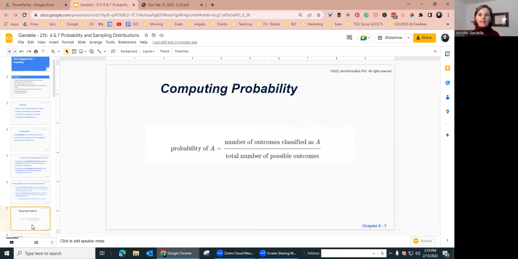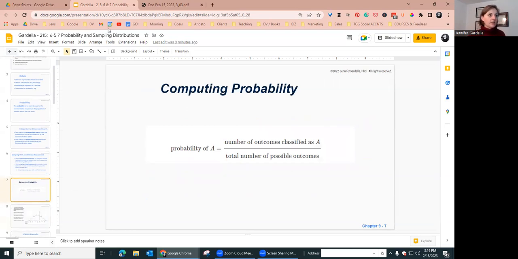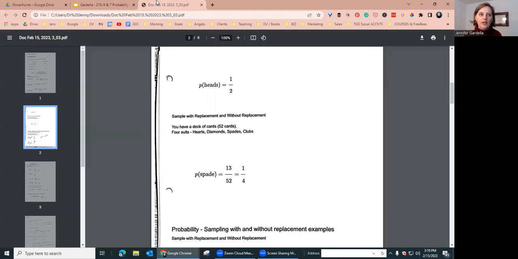So basic probability: the probability of any event occurring is the number of outcomes that could be classified as whatever it is that you're measuring, over the total number of outcomes. So let's go to my examples and I'll show you what I'm talking about.